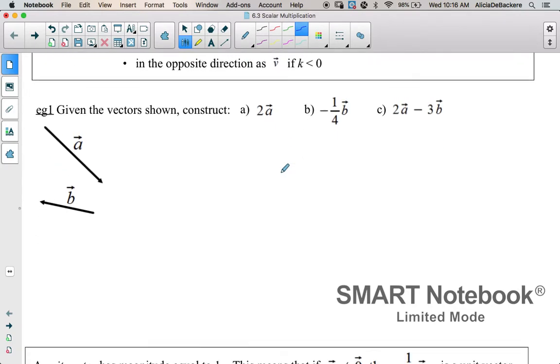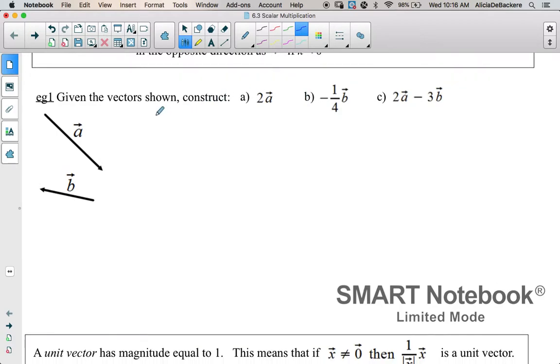All right, so let's see an example here. We're given two vectors, vector A and vector B. They have slightly different magnitudes, and A is pointing kind of down to the right, B a little bit up to the left. We're going to construct these three new vectors based on them. So in example A, it's going to be 2 times vector A. So it's a scalar multiple.